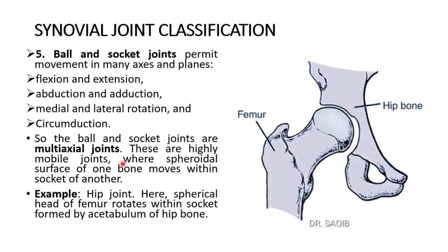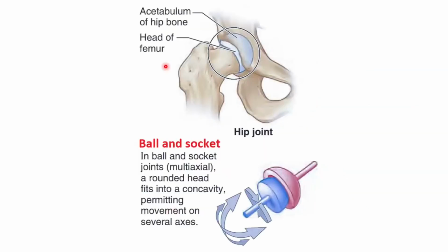These are highly mobile joints where the spheroidal surfaces of one bone move within the socket of another. Like you could see, this is the hip joint, this is the hip bone and the head of the femur. This is the socket of the hip bone, the acetabulum, and this is the ball, the head of the femur. You can see the spherical head of the femur rotates within the socket formed by the acetabulum of the hip bone, right? Here you could see this, and the head of the femur, right?